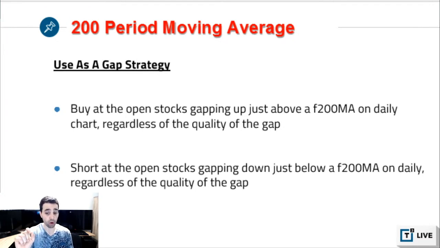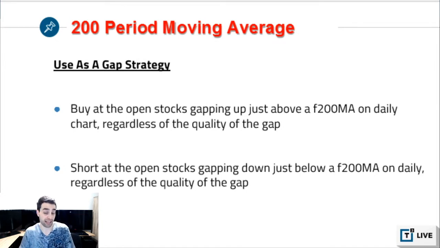The second way to use it is as a gap strategy. Buy at the open stocks gapping up just above a flat 200 on the daily chart, almost regardless of the quality of the gap. Short at the open stocks gapping just below a flat 200 on the daily, almost regardless of the quality of the gap.